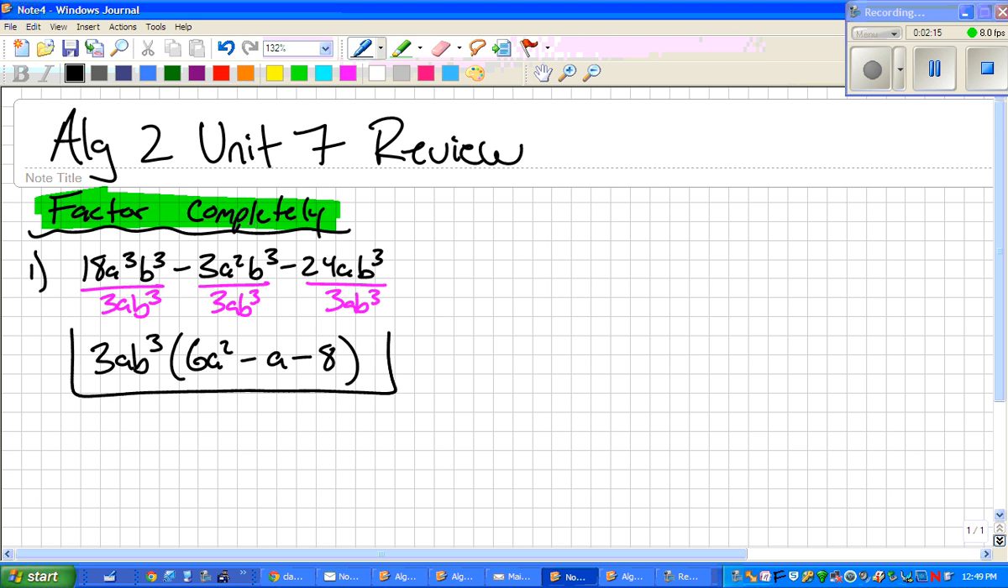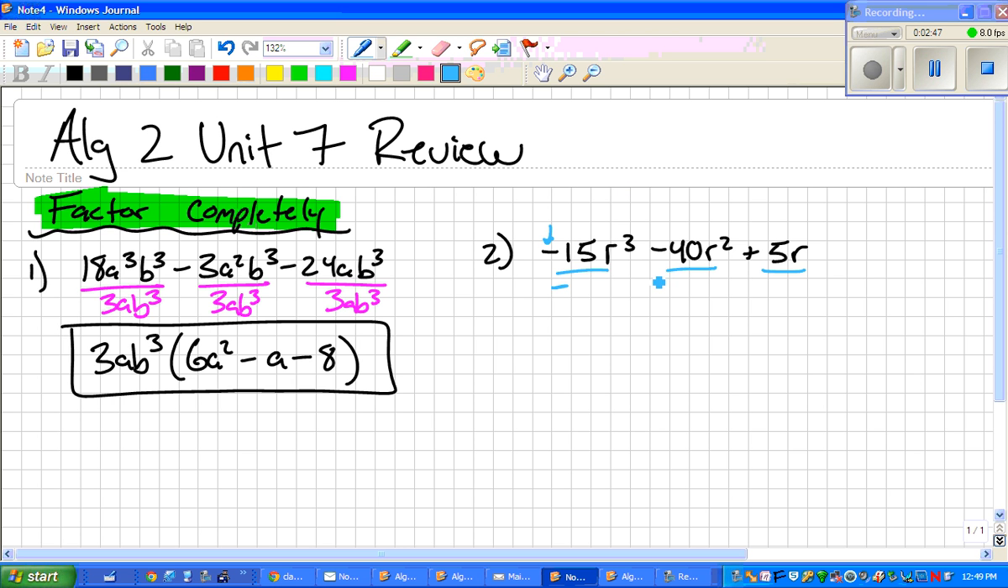There we go. All right, number 2. Number 2, we have negative 15 r cubed minus 40 r squared plus 5r. So again, what's the GCF that you can take out of all of them? Your leading coefficient is negative. We can take out a 5 out of all of them and also an r.